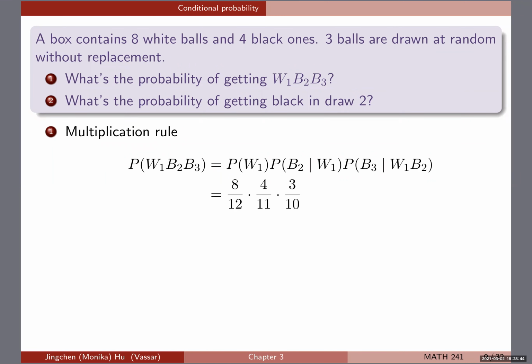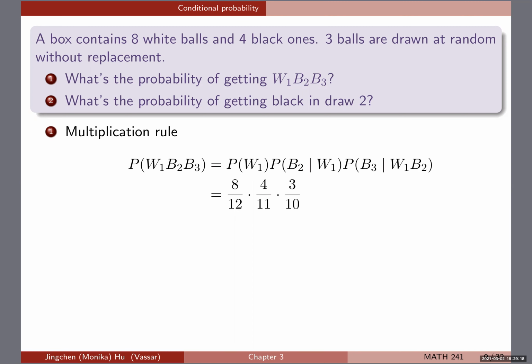What is the probability of getting black in draw 2? Okay, so let's see. In order to get the second one to be black, it feels like we're also conditioning on the first one, right? We don't know what the first one is. So if the first one is white, then the probability of the second one being black is probably different. And that is a conditional probability. And if the first one is black, then the probability of getting the second one black, conditioning on the first one being black, is also going to be different from what we were talking about earlier.